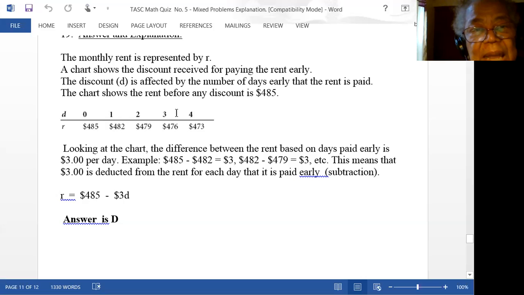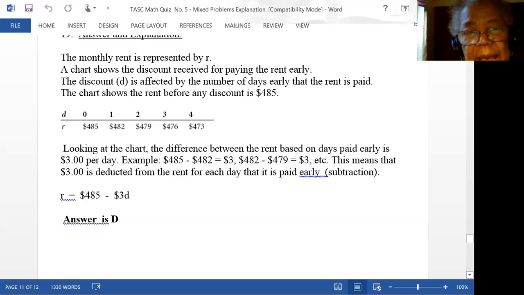That means that $3 is deducted from the rent for each day that is paid early. Deducted, that means a subtraction. So what is your rent? It's the regular rent, $485, minus the $3 times the number of days you paid early. And you can really check this. If you paid it 4 days earlier, that's 4 times 3, which is 12. What's 12 from 485? 473, which is what you see there in this little chart.